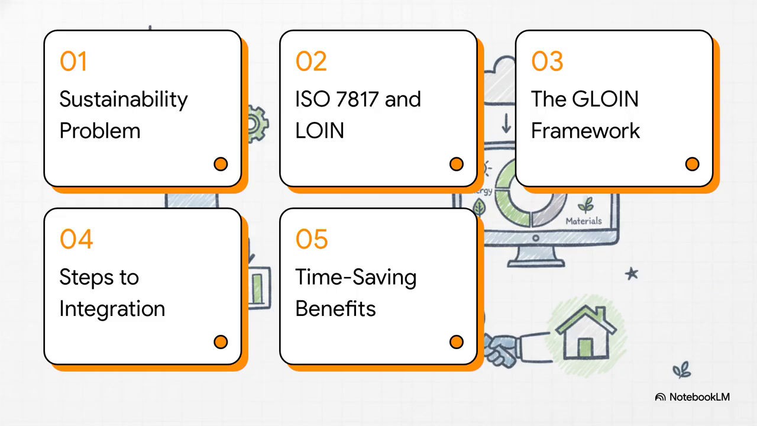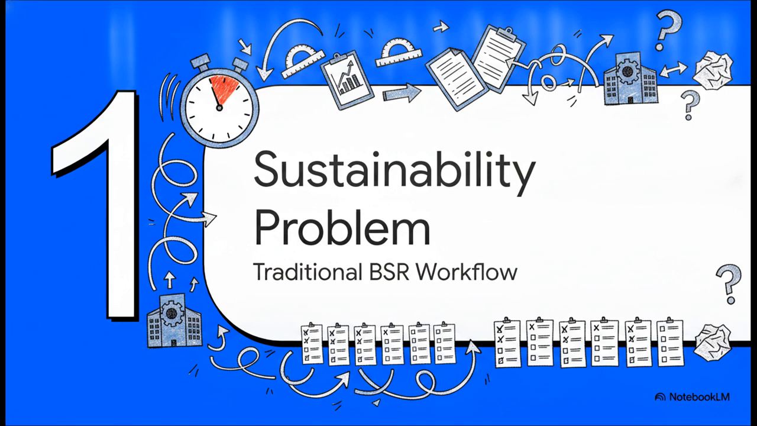Here's how we're breaking this explainer down. First, the sustainability assessment problem. Then we'll look at ISO 7817 and LOIN. Next, the LOIN framework explained, followed by 4 steps to integration, and we'll wrap it all up with the massive time-saving benefits. So, starting off with Section 1, the sustainability assessment problem.